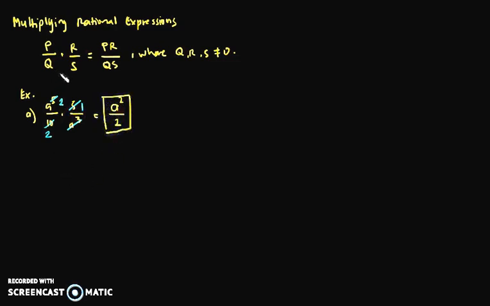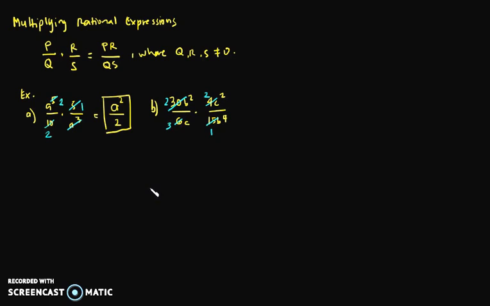Another example: we have 30b squared over 6c multiplied by 4c squared over 15b to the 4th. We simply apply the laws of cancellation. Here we cancel because both are divisible by 15, so this will become 1, and this will become 2. For 4 and 6, both are divisible by 2, so this will become 2, and this will become 3.